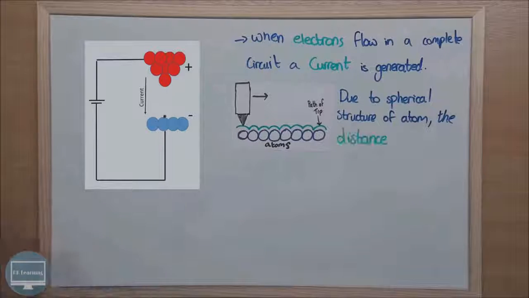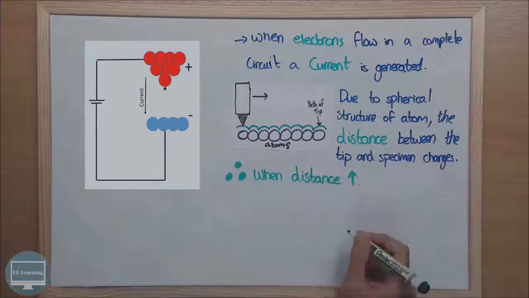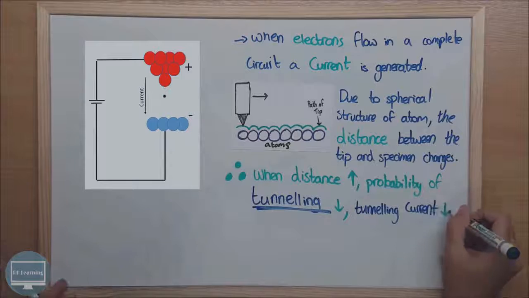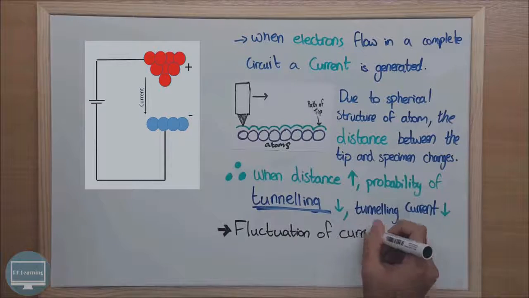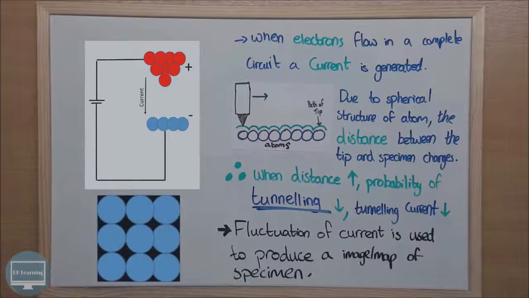Due to the spherical structure of an atom, the distance between the tip and the specimen continuously changes. The larger the distance between them, the fewer electrons can tunnel from the tip to the specimen. Therefore, a lower tunneling current will be produced. It then uses this fluctuating tunneling current to produce a map of the specimen.